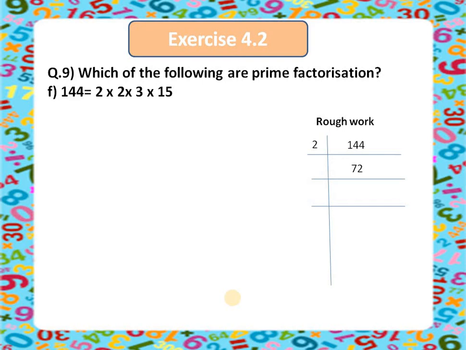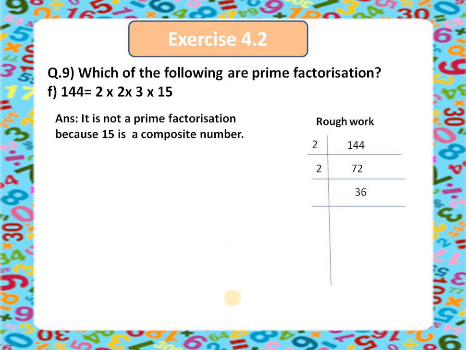We will divide 144 divided by 2 will give you 72. Then we will divide more. You will get 36. Then we will divide one more time by 2. You will get 18. Then we will divide more by 2. You will get 9. Then 3 times. 3 3s are 9. Then again 3 times. So you will get remainder 1 over here. So it is not a prime factorization because 15 is a composite number.